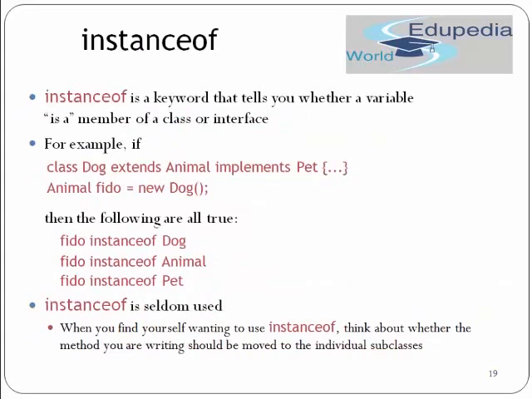Okay, so instanceof is something we have already seen. Let's see how this works with an interface. instanceof is a keyword that tells you whether a variable is a member of a class or an interface. For example, we have a class Dog and it extends Animal and it implements Pet. Then we have a reference of Animal and we are creating an object of Dog. Then the following are all true. Fido is an instance of Dog. Well, it is. Fido is an instance of Animal. Again, it is true. And Fido is an instance of Pet. Again, it's true because Dog implements Pet.